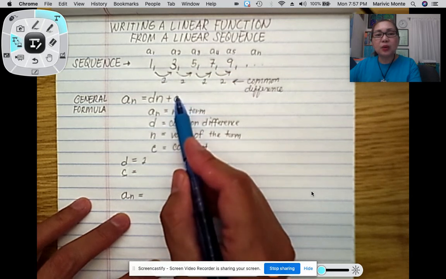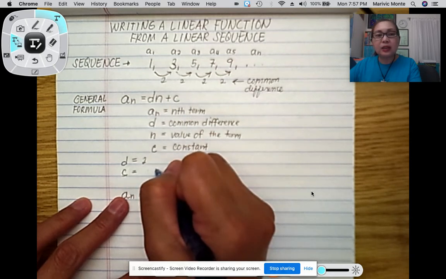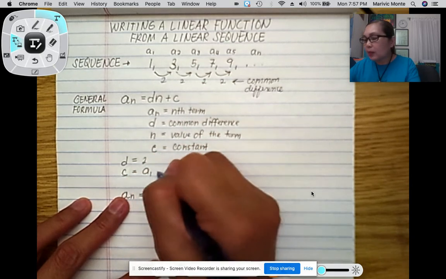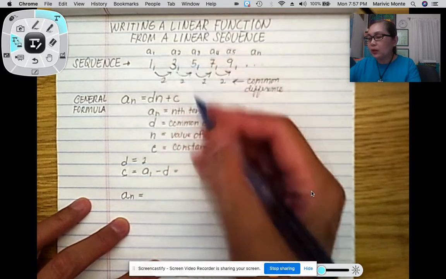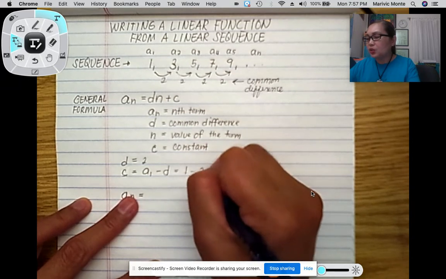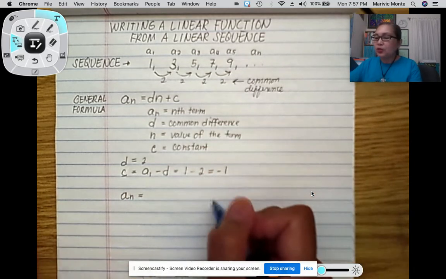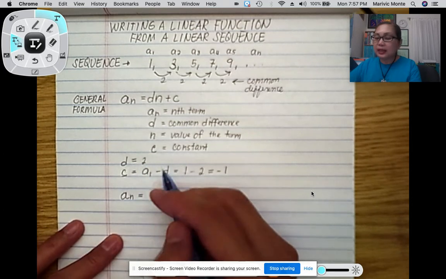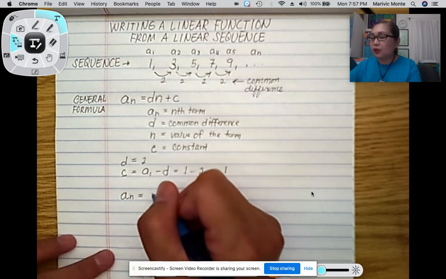And the constant in your general formula, you can find it by subtracting your common difference from the first term. So you say A of 1 minus D. So the first term is 1. So you say 1 minus your common difference D, which is 2. So therefore your C will be equal to negative 1 in this case. And once you've found the values for D and C, then you can write your specific formula for the sequence from the general formula.